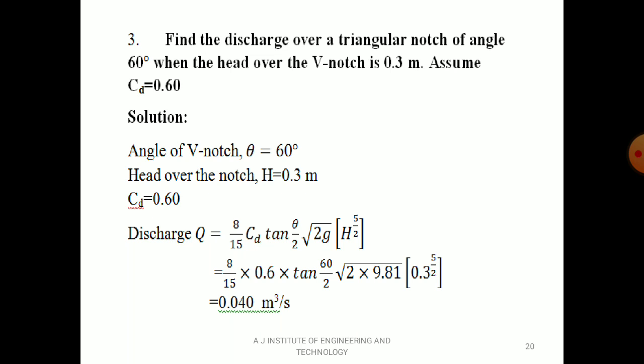So discharge Q equal to 8 by 15 into 0.6 into tan theta by 2. Theta value is 60, it is given in the problem. So tan 60 divided by 2 into square root of 2 into 9.81 into 0.3 to the power 5 by 2. So that is equal to 0.040 meter cube per second. Tan 30 you can calculate by using a calculator, and the remaining terms are just multiplication. So you are going to get a value of Q as 0.040 meter cube per second. So that is the value of discharge.